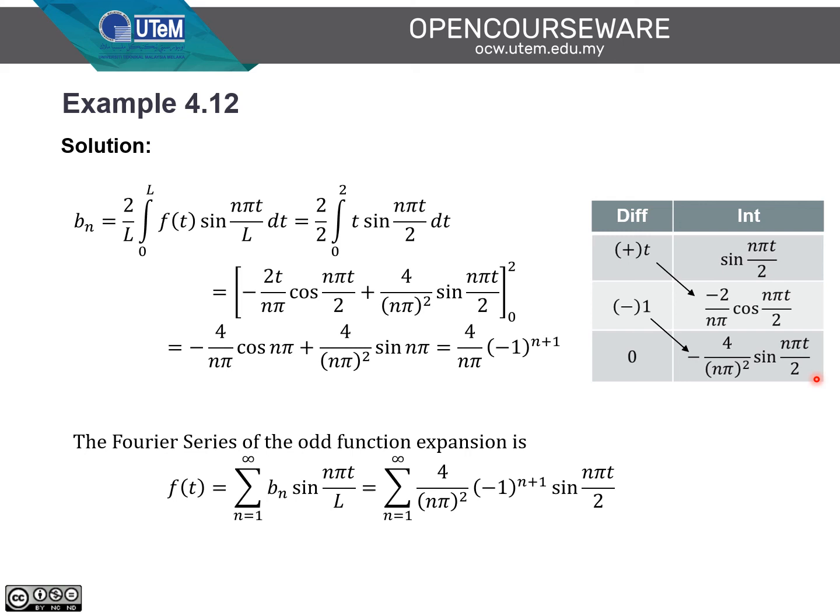Lastly, we just need to substitute the Fourier coefficient Bn into the formula of the Fourier series. The final answer is f(t) equals the summation of the coefficient Bn, 4 over n pi squared times (negative 1 to the power of n plus 1) sin(n pi t on 2), and the summation is from n equals 1 to infinity.